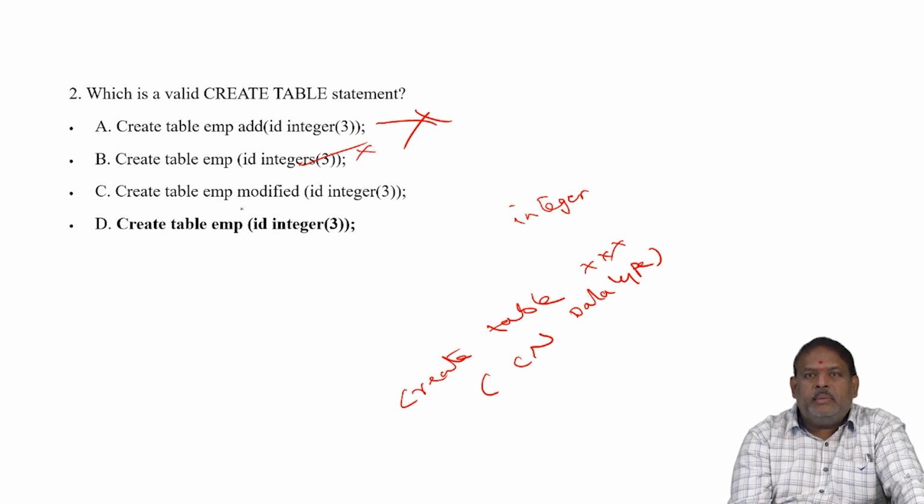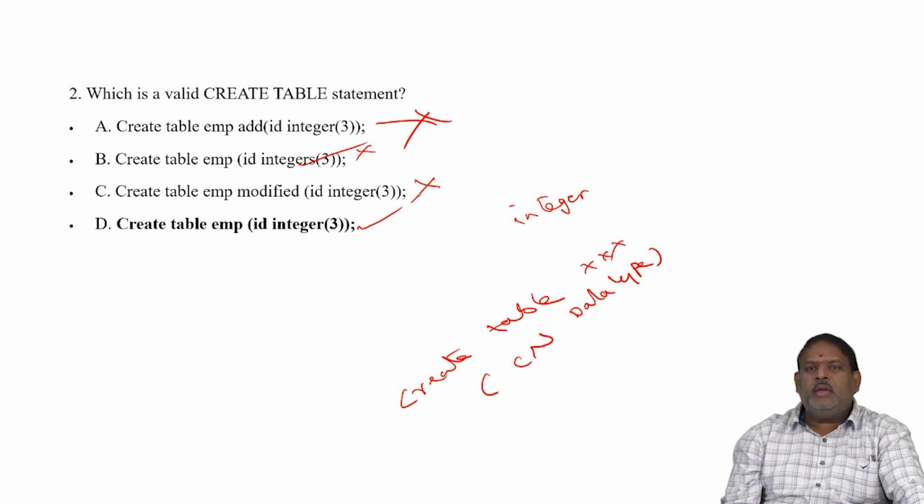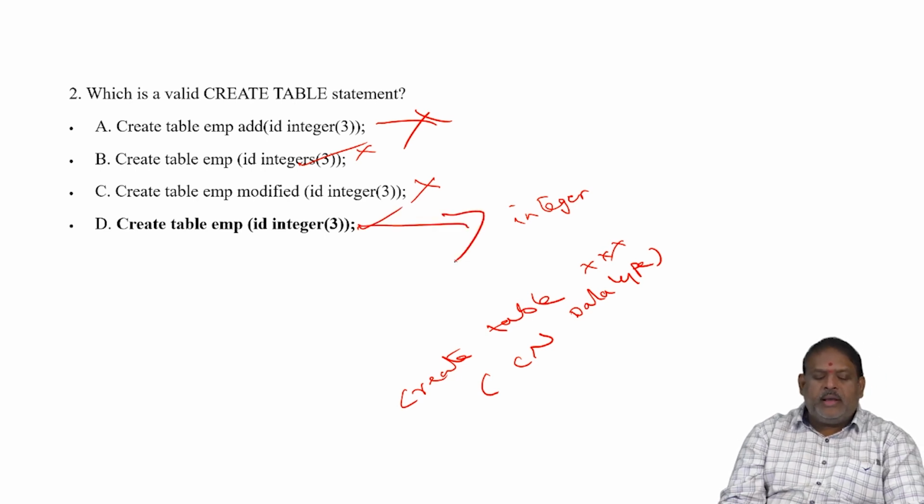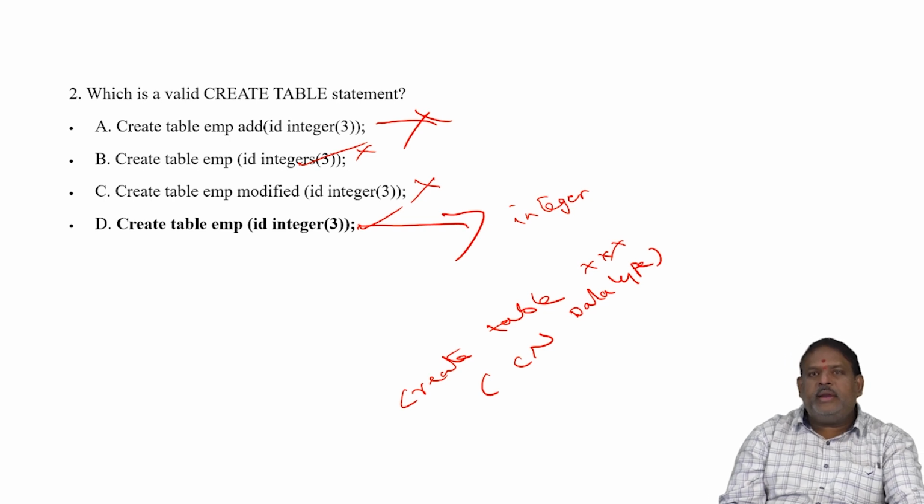Next, create table emp modified. Again, here we see a space between emp and modified. This is also an invalid statement, so this is also ruled out. Now, what is the last statement? Create table emp, id is the name of the column and it is an integer, integer of 3. So this is a valid statement. The right answer would be the second D.